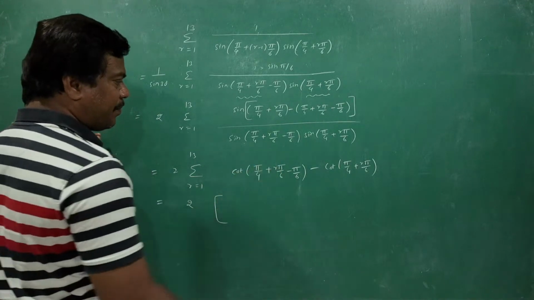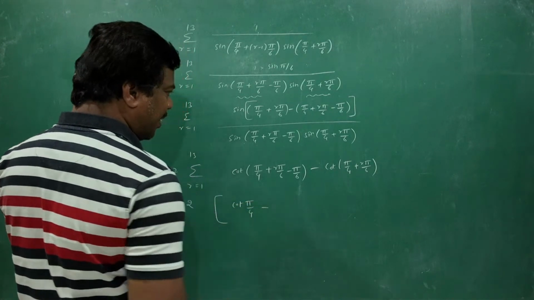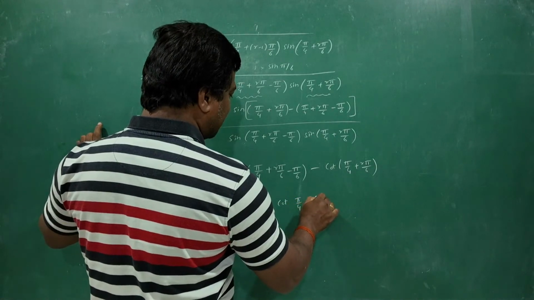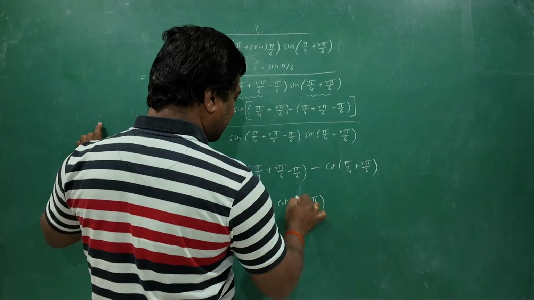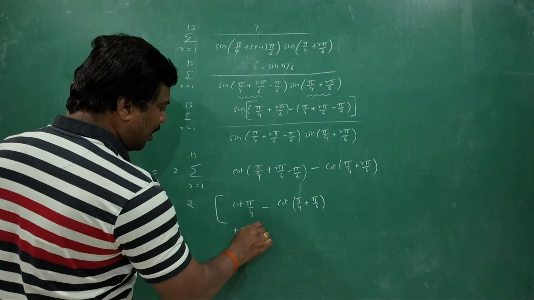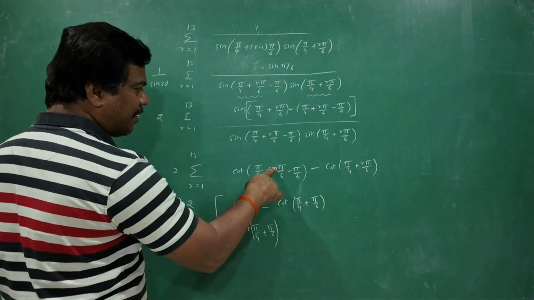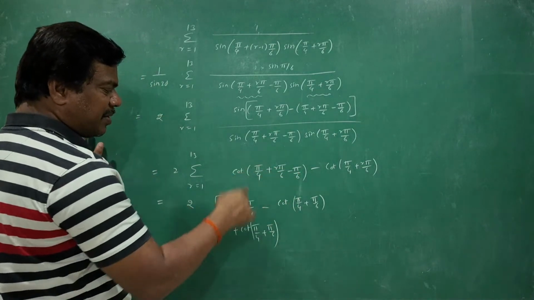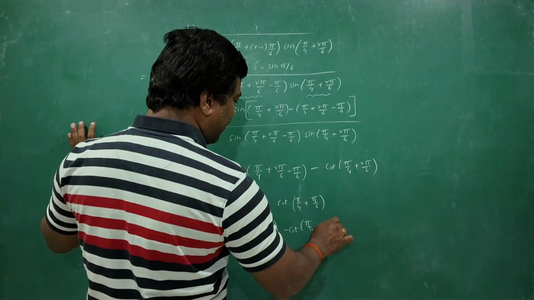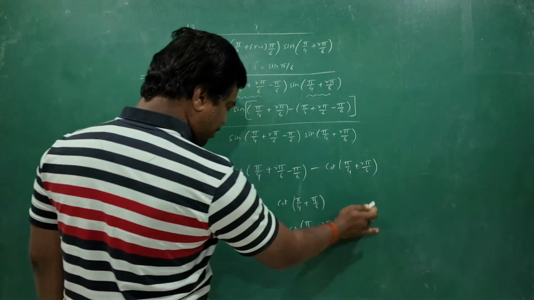While writing r value 1, you will get pi by 6 cancelled, cot pi by 4. Next minus cot of pi by 4 plus pi by 6. Next, when you write r value 2, it becomes cot pi by 4 plus pi by 6. By writing r value 2 here, 2 pi by 6 minus pi by 6 becomes pi by 6. Next it is cot pi by 4 plus 3 pi by 6, and so on. It continues.